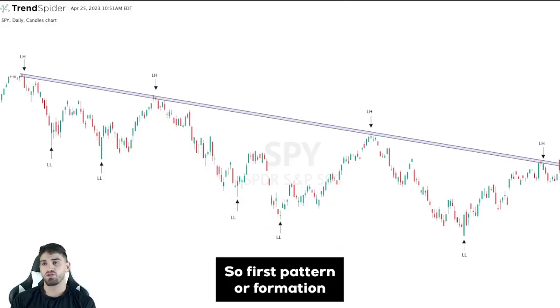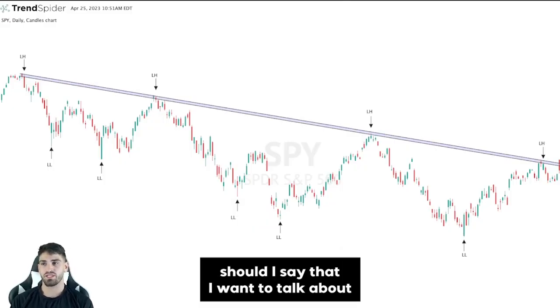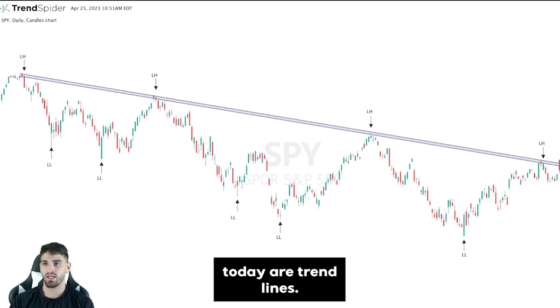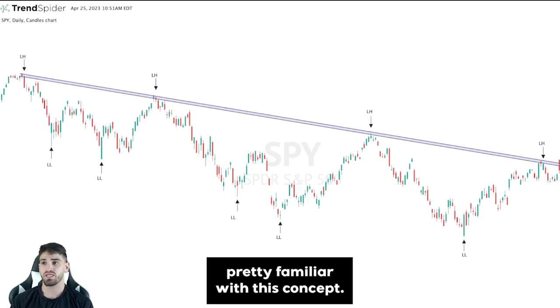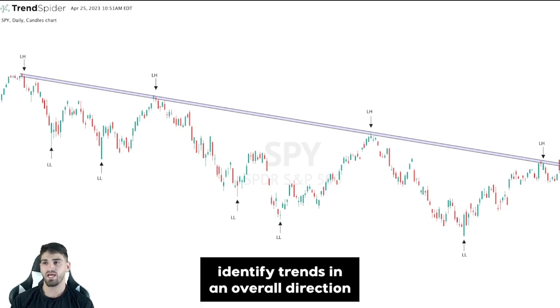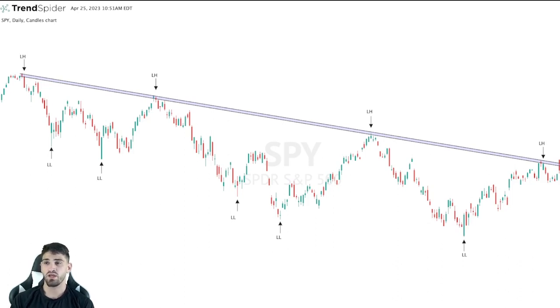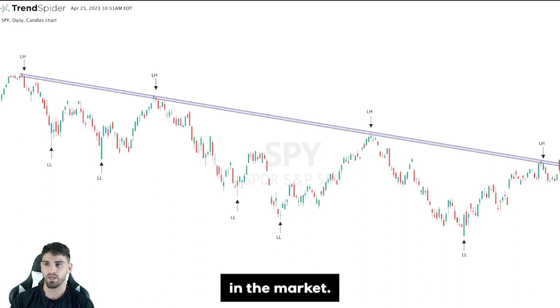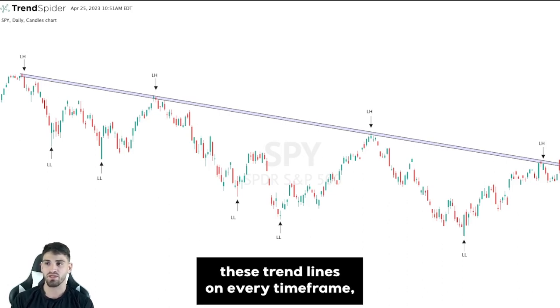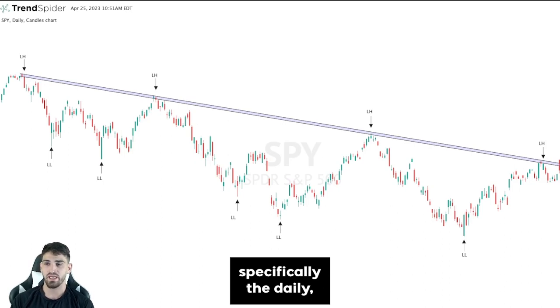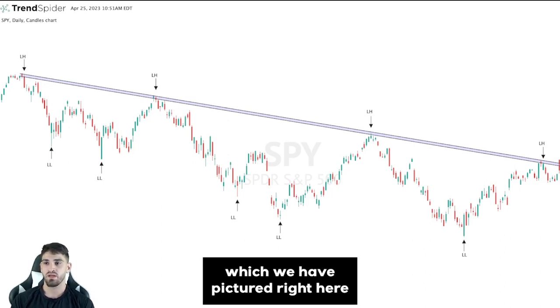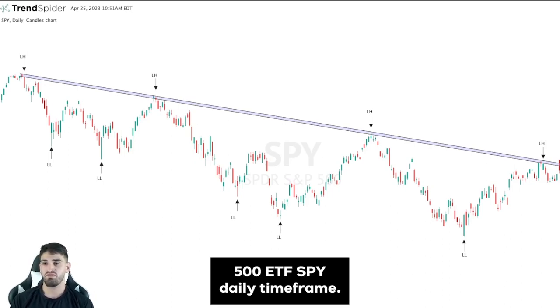All right, guys. So the first pattern or formation, should I say, that I want to talk about today is trend lines. I'm pretty sure everyone is somewhat familiar, if not pretty familiar with this concept. Basically, they're going to help you identify trends in an overall direction with respect to price action in the market. I use these trend lines on every time frame, but I find them most effective on the larger time frame, specifically the daily, which we have pictured right here behind me, the S&P 500 ETF SPY daily time frame.